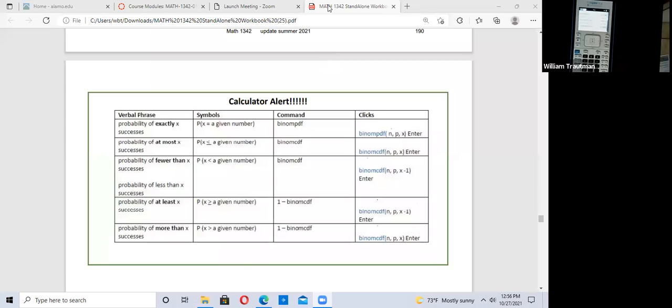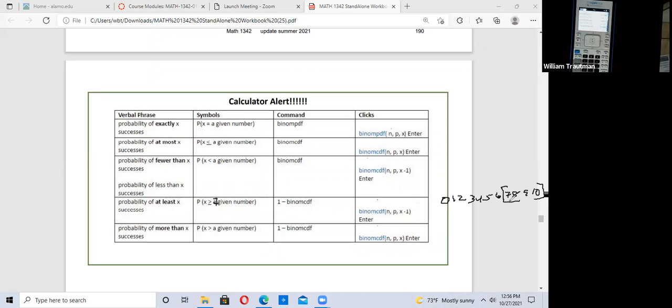So you could do it 2 ways. I say, don't worry about that 1 minus. This problem here, X is greater than or equal to 7, 0, 1, 2, 3, 4, 5, 6, 7, 8, 9, 10.